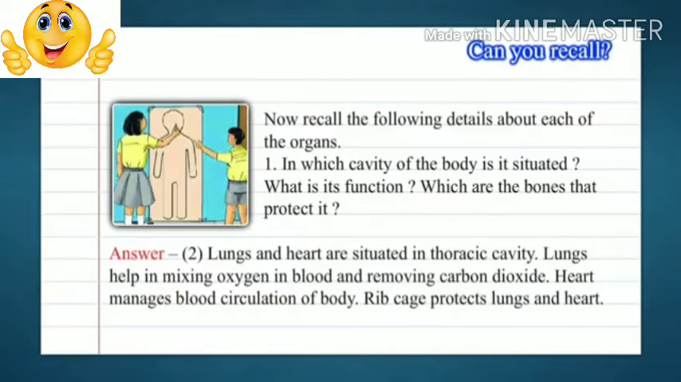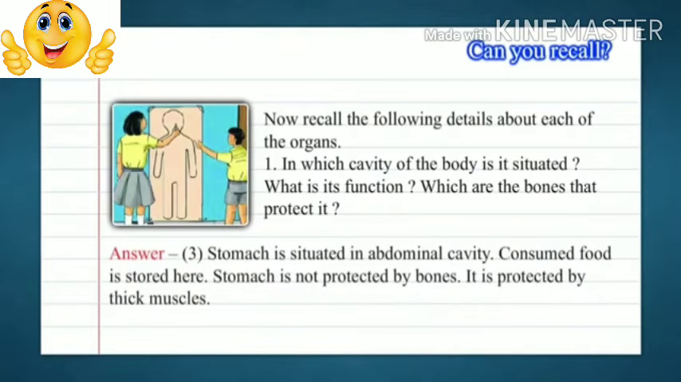2. Lungs and heart are situated in the thoracic cavity. Lungs help in mixing oxygen in blood and removing carbon dioxide. The heart manages blood circulation of the body. The rib cage protects lungs and heart. 3. The stomach is situated in the abdominal cavity. Consumed food is stored here. The stomach is not protected by bones. It is protected by thick muscles.